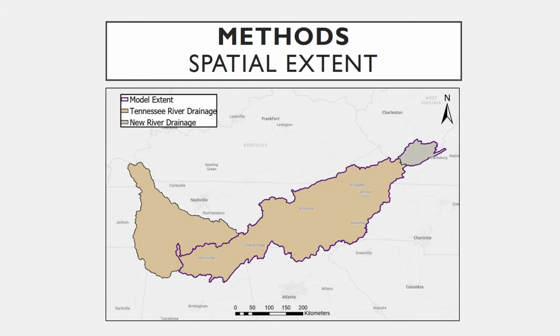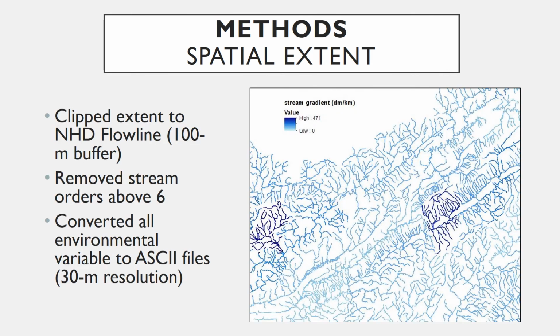We wanted to restrict our spatial extent to where we thought the species could realistically disperse, and this is one of the most important steps of creating a MaxEnt model. So we did remove the lower portion of the Tennessee River drainage from our study area. And since MaxEnt is a presence-background algorithm, we of course didn't want our background points that MaxEnt randomly selected to come from the terrestrial portion of the landscape, so we did clip our environmental variables to the NHD flow line in order to get around that.